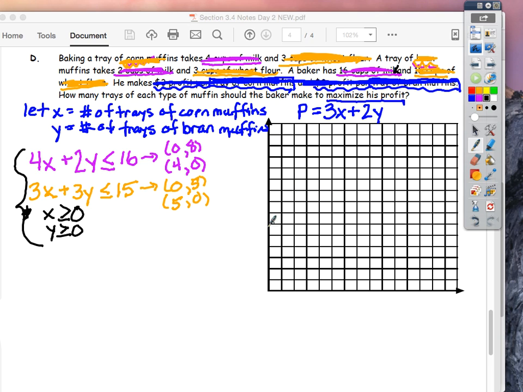So I'm going to get those plotted, but I'm going to label my axes. Actually, let me color code it. I'm feeling a little obligated to work with the appropriate colors. So I'm just going to work with my corn muffins, the number of trays, and then I will work in orange with my bran muffins, the number of trays.